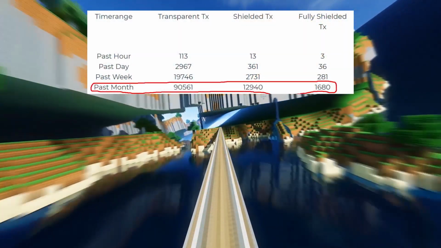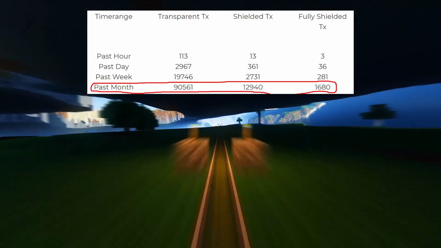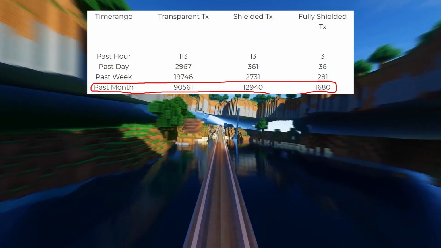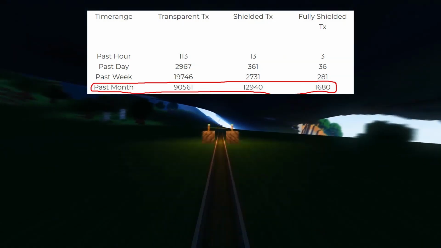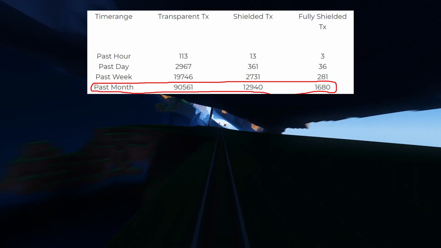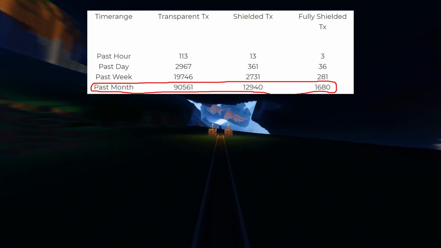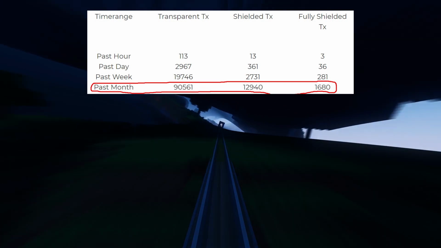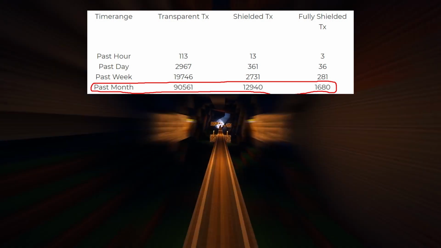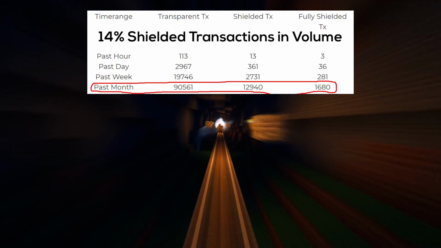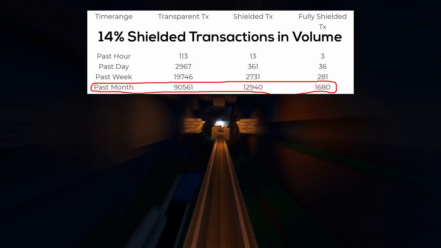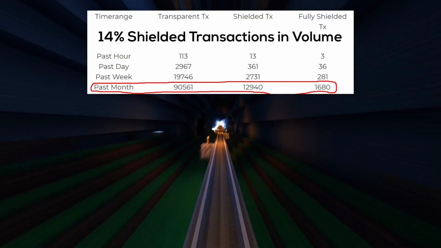Okay, so back to our transaction statistics. If we combine the shielded and fully shielded transactions, the sum is 14,620. Now, I don't want to bore you with all the math, so I'm just gonna give you the results. As of the last month, the combined number of shielded transactions is roughly 14%. Turns out this had been 14% for a while now. This needs to be dealt with.